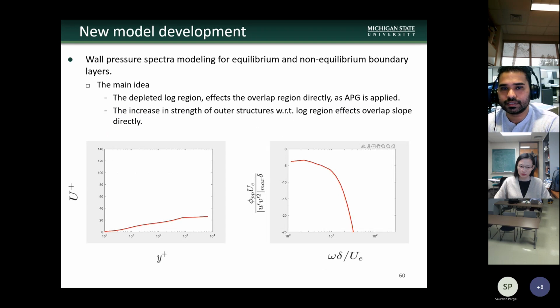Now I'm just putting forward the main idea again here. As you see, with adverse pressure gradient flow scenarios, the log region is depleted, and that is reflected directly in the decrease in the overlap range. And the increase of the outer layer structures with respect to the log region varies the slope, right? So this change in the velocity profile is reflected in the decrease in the wall pressure statistics. So how the log region depletes is reflected in the depletion of the overlap range. That's the main idea which we have right now. That's how they are correlated.